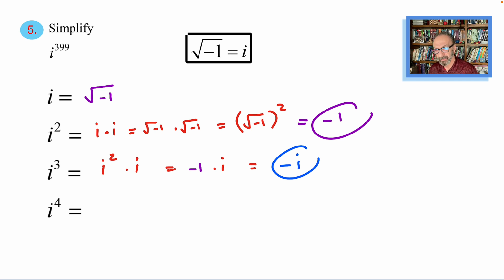I to the 4 is I times I times I times I, but let's take advantage also one more time of I to the second. So we write I to the second times I to the second, which is a negative 1 times another negative 1, and that will give me a positive 1.